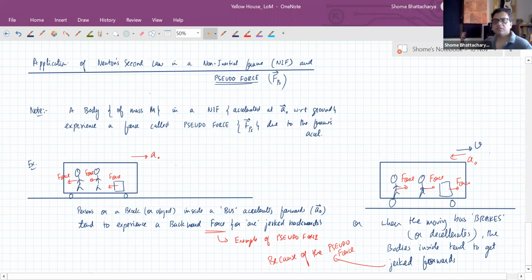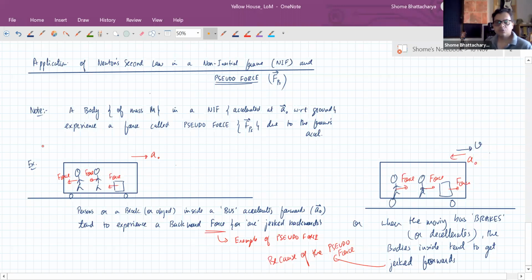So whenever we think of non-inertial frame and the phenomenon of pseudo force that acts on any object or body inside the frame, the two simple examples you can relate with are these: you are sitting inside a car or a bus which is initially at rest or even moving with uniform velocity, but the moment it accelerates forward, your body experiences a backward push. Or if it brakes while moving forward, your body tends to get jerked forward or experiences a forward force. So these two are the most natural, everyday, relatable examples of pseudo force.